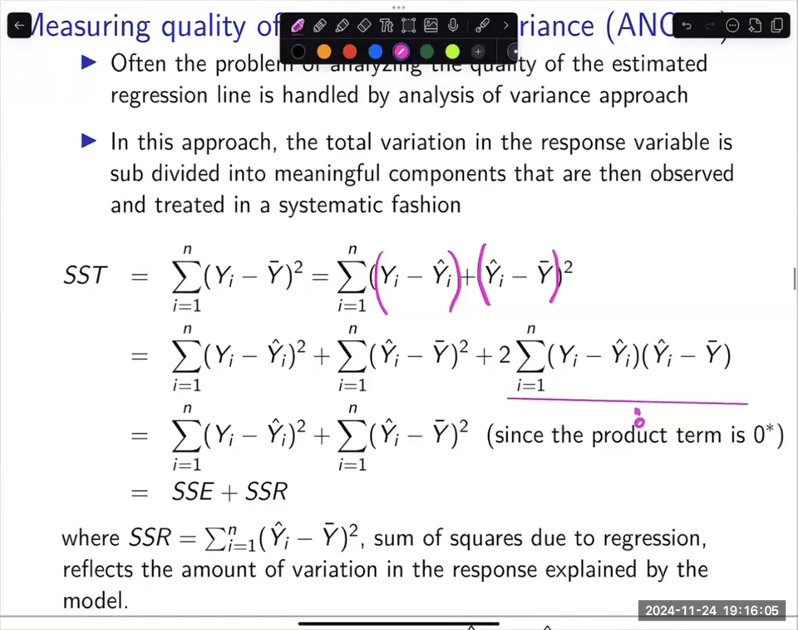In the ideal case, since SST stays constant once the data has been observed, we want a model with SSE equal to 0, which means SSR gets closer to SST. That is the reason why SSR is the sum of squares due to regression, the amount of variation in the response that can be explained by the model. The larger the SSR, the better the fit of the model is going to be.